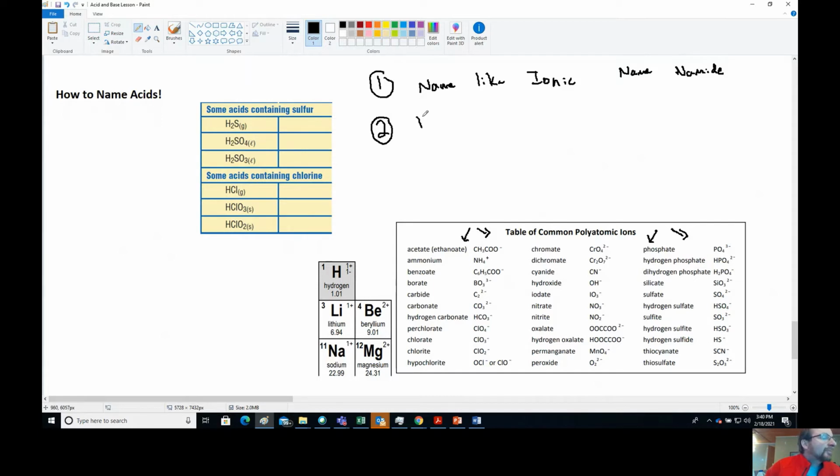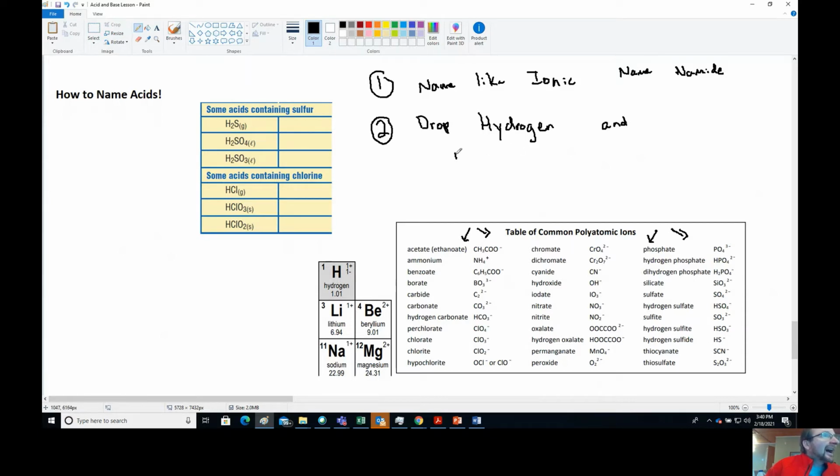So step two, drop hydrogen. So you don't say hydrogen. You'll notice when I said HCl before, I said hydrochloric. I didn't say hydrogen at all. So you're going to see that when we do these examples. So you drop the hydrogen. You don't say it. But what do we do?